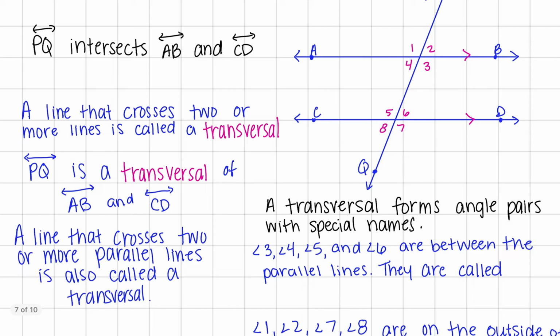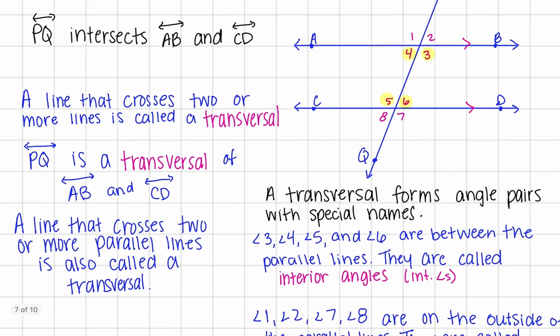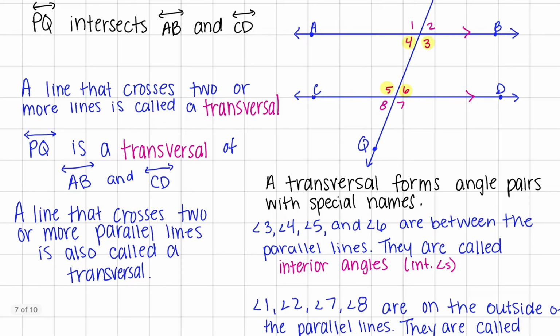Angles 3, I'm going to highlight them. So angles 3, 4, 5, and 6 fall between the parallel lines. So they are called interior angles because they are inside the parallel lines.